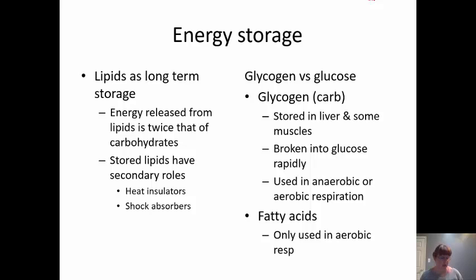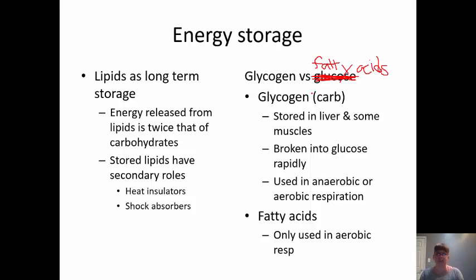This is also why a lot of our fat is stored as adipose tissue just underneath the skin. They're also shock absorbers because lipids or fats are liquid at our body temperature. So that allows them to be a shock absorber. That also is the reason that we have fat tissue or adipose tissue around our kidneys and some of our other organs. All right, let's look at glycogen versus glucose. I apologize, it's not really glucose. It is really fatty acids. So this is glycogen versus fatty acids.